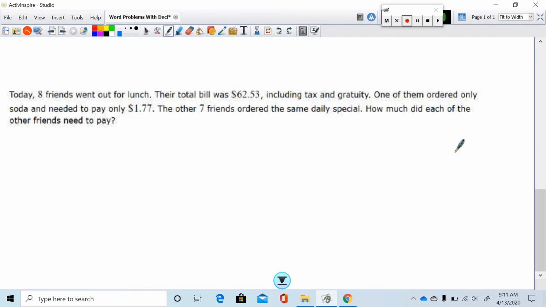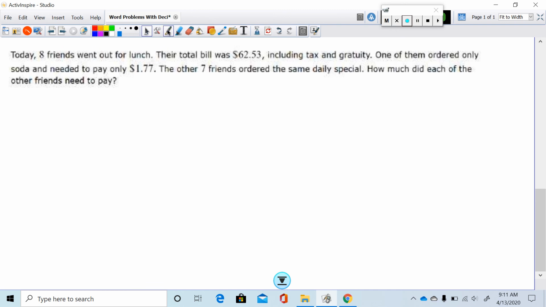Okay, today 8 friends went out for lunch. Their total bill was $62.53, including tax and gratuity. One of them ordered only soda and needed to pay only $1.77. So this guy only ordered a soda, so he didn't order any food. So I'm going to subtract that out from the total bill because that's all he's going to pay, $1.77. That'll be his part. Okay, so 3 take away 7, you need to borrow from the 5, carry the 1. 13 take away 7 is 6.